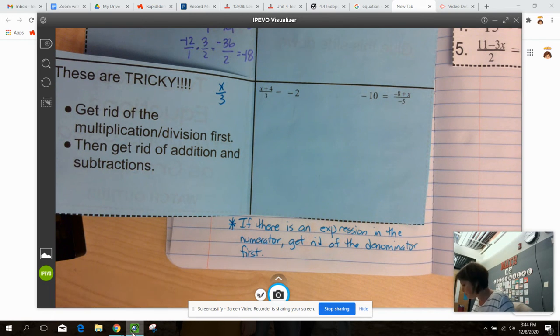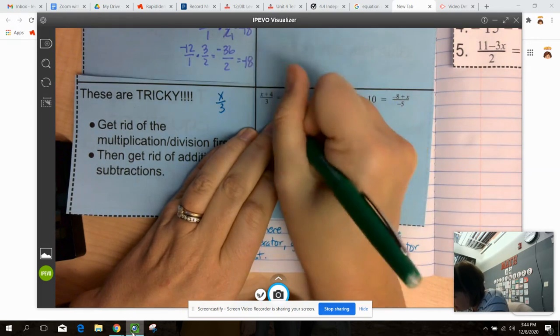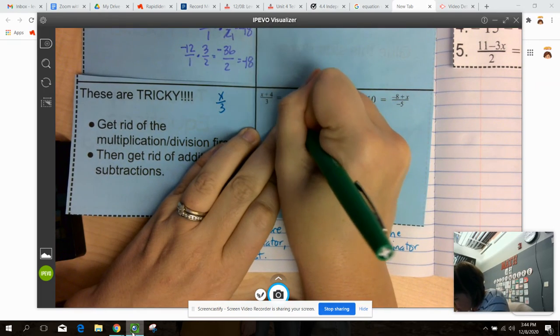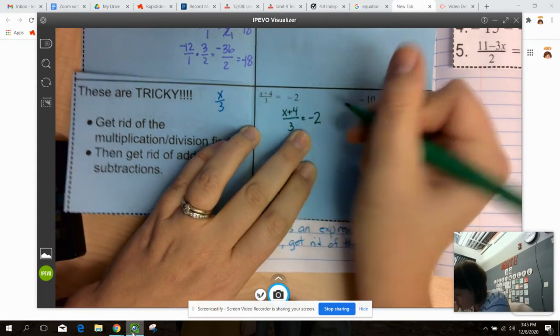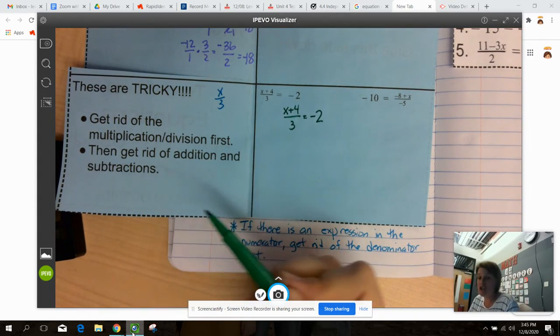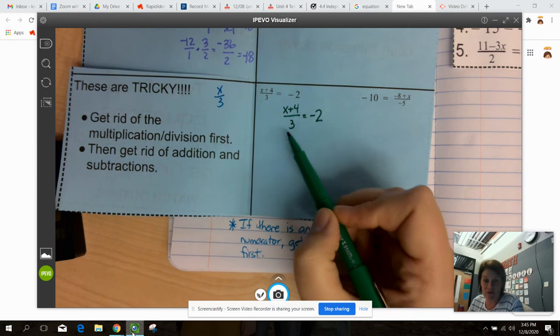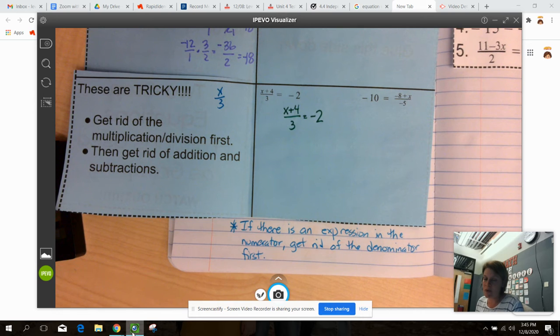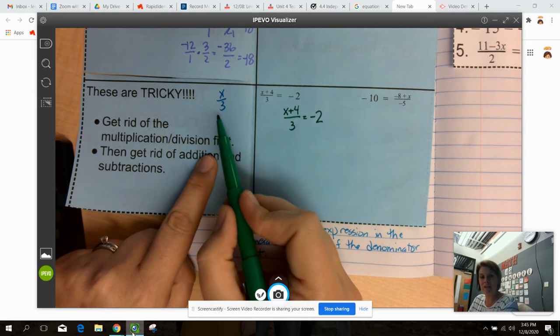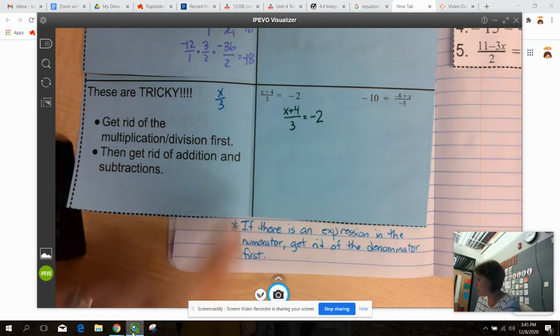Well, let's see. So I'm going to rewrite this again because it's really close to the side. So x plus 4 over 3 is going to be equal to that negative 2. So we're going to get rid of the multiplication division first. Basically, we're going to get rid of the division first, okay? Right down here in this 3. We need to get rid of that. How do we do it? Well, how do we do it when we get rid of it down here? We just multiply by 3.